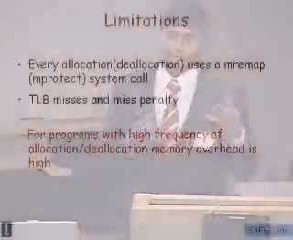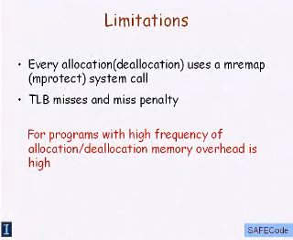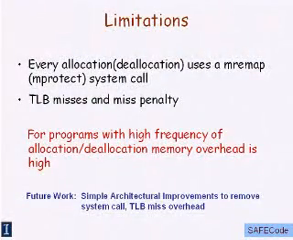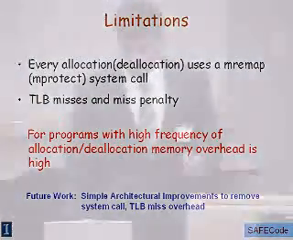And moreover, there will be more TLB misses because we have more virtual pages to physical pages, right? And for programs with high frequency of allocation and deallocation, the overhead is just too high. But we are working on some architectural improvements to the TLB which can alleviate some of these problems, I mean, remove some of the overheads in making these system calls, or make sure that you don't have as many TLB misses. I'm not going to talk about that.